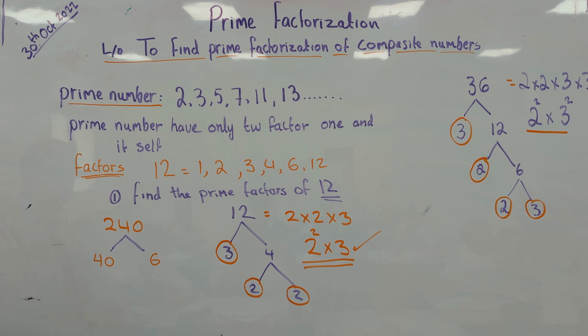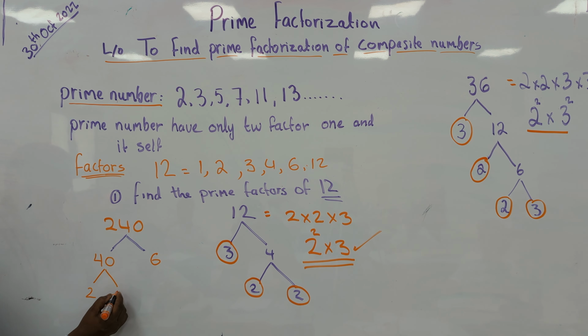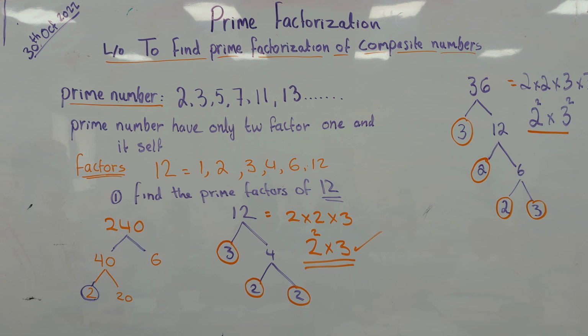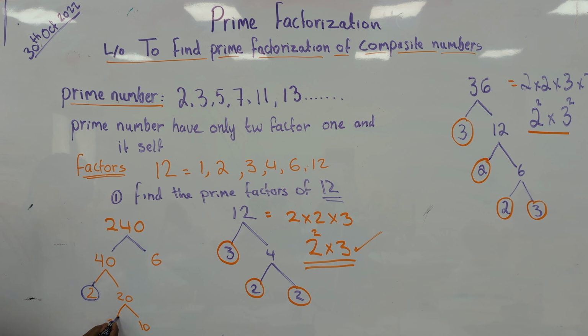6. Okay, what gives us 40? 20 times 2. Which one is the prime number? 2. The 2, so we have to put a circle. Are you with me, guys? Yes. And then what about the 20? What gives us 20? 2 times 10. Which one is the prime number? 2. The 2, so we have to put the 2 in a circle.